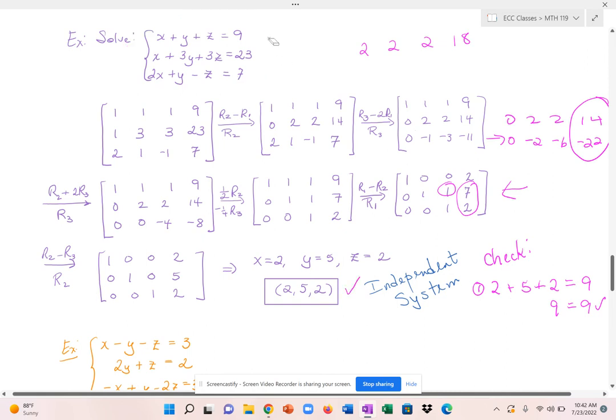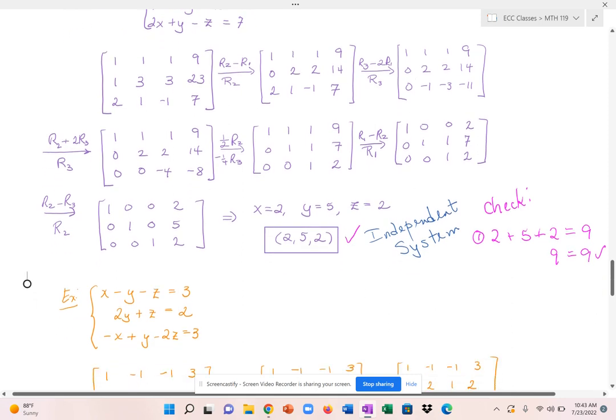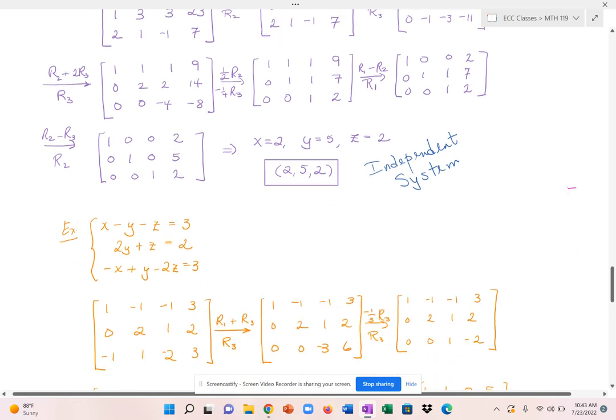And the same thing would occur if you plugged it into equation 2 and equation 3. That solution would work. And I encourage you to try that, just to practice checking your solutions. Okay, so here's another. I have x minus y minus z equals 3, and I have 2y plus z equals 2, and I get negative x plus y minus 2z equals 3. So the first thing you want to do is write this as an augmented matrix, which is on the next step.